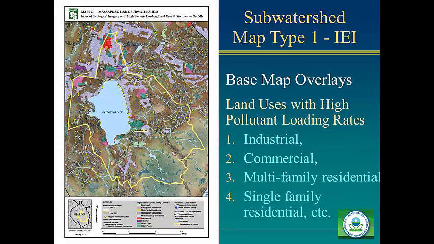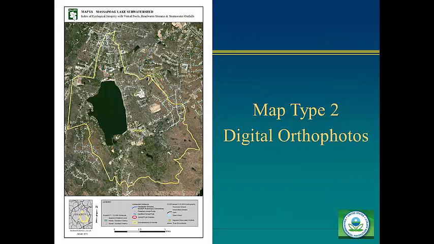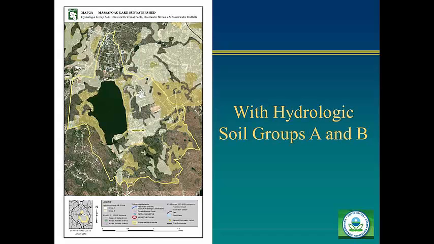Map 1C includes land use types that are known to have high pollutant export loading rates that may be sources of pollutants. A similar design for Type 2 maps begins with digital orthophotos as used to create the base for Type 1 maps. In this case, the IEI layer is replaced with hydrologic soil groups. Specifically, the Type A and B soils are shown because they provide the best soils for treatment and infiltration of stormwater.